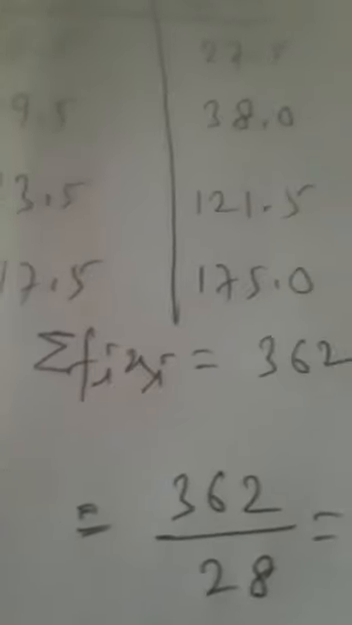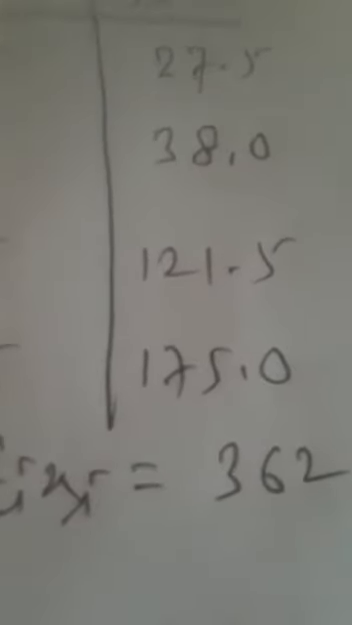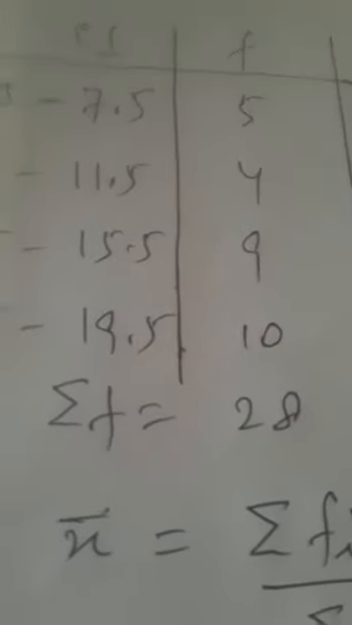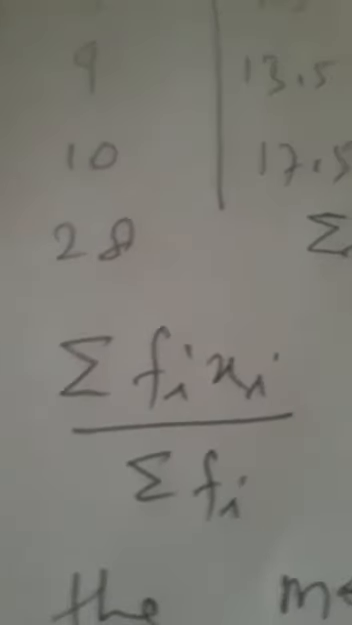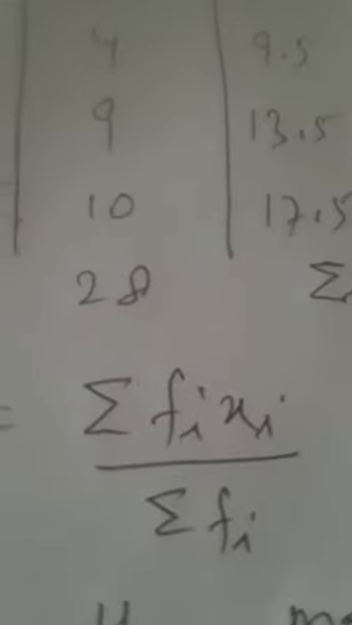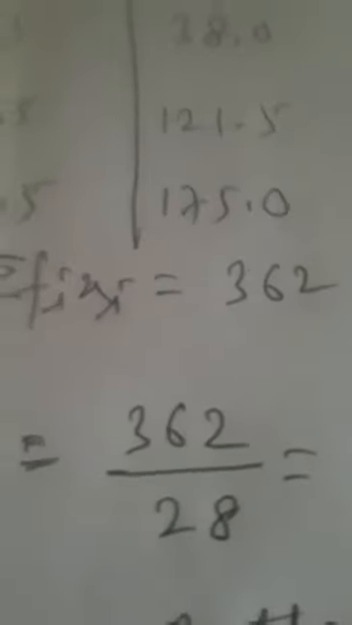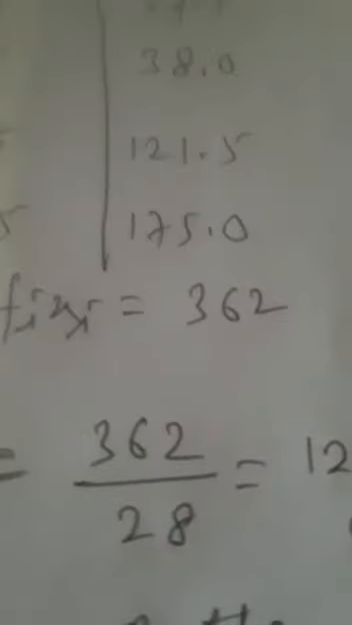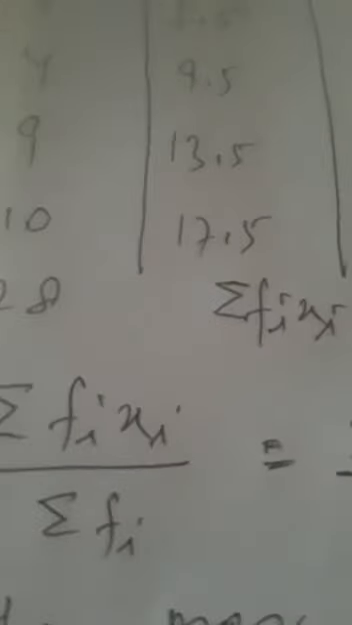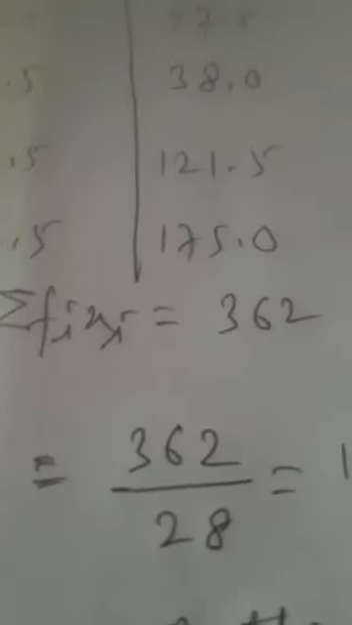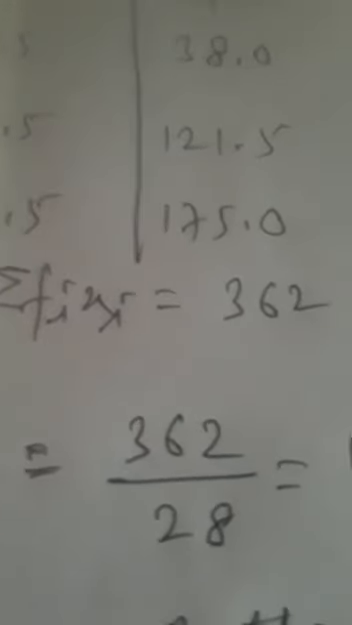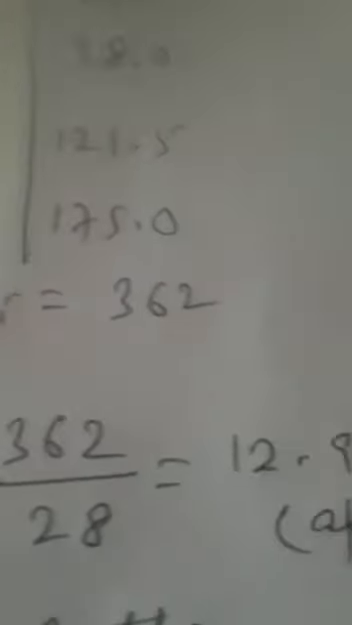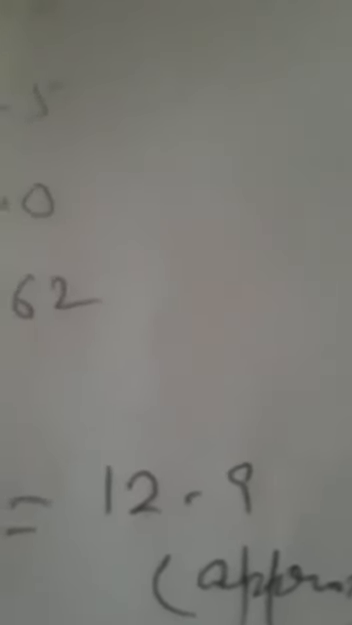We have obtained summation fi xi as equal to 362 and summation fi as equal to 28, and we will use the formula summation fi xi by summation fi to get the exact value of the mean. The value summation fi xi is substituted with 362 and the value summation fi is substituted with 28. The quotient of 362 and 28 is equal to 12.9 approx.